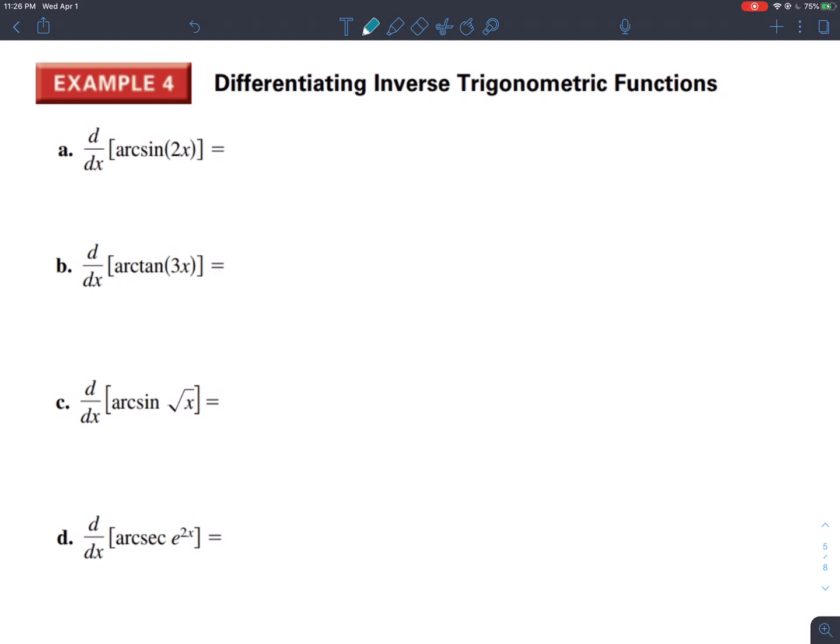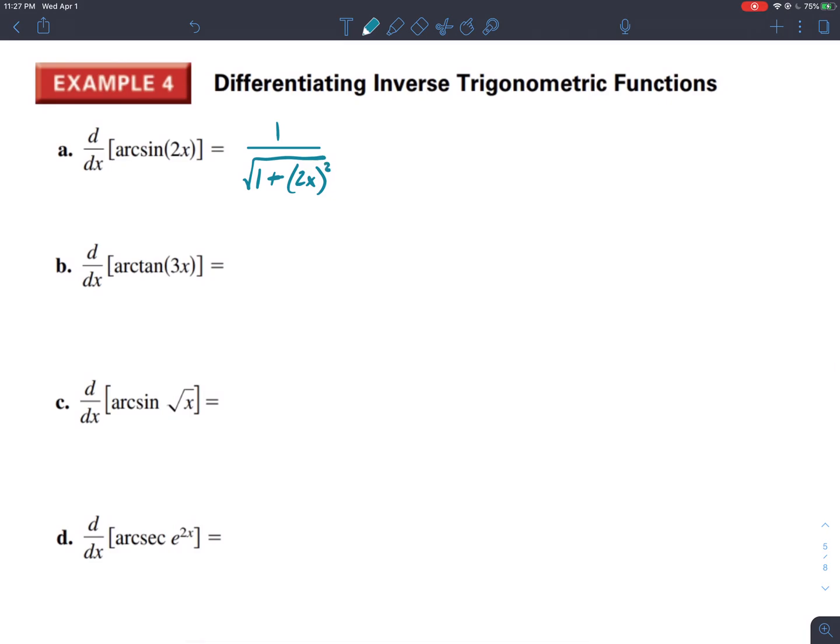Let's practice. The derivative of inverse sine, or arc sine. Notice this input is not x. If the input isn't x, the input is some other function of x, then we're going to have to deal with the chain rule. We have to multiply by the derivative of this input. So the derivative of inverse sine is 1 over square root 1 plus the input squared.